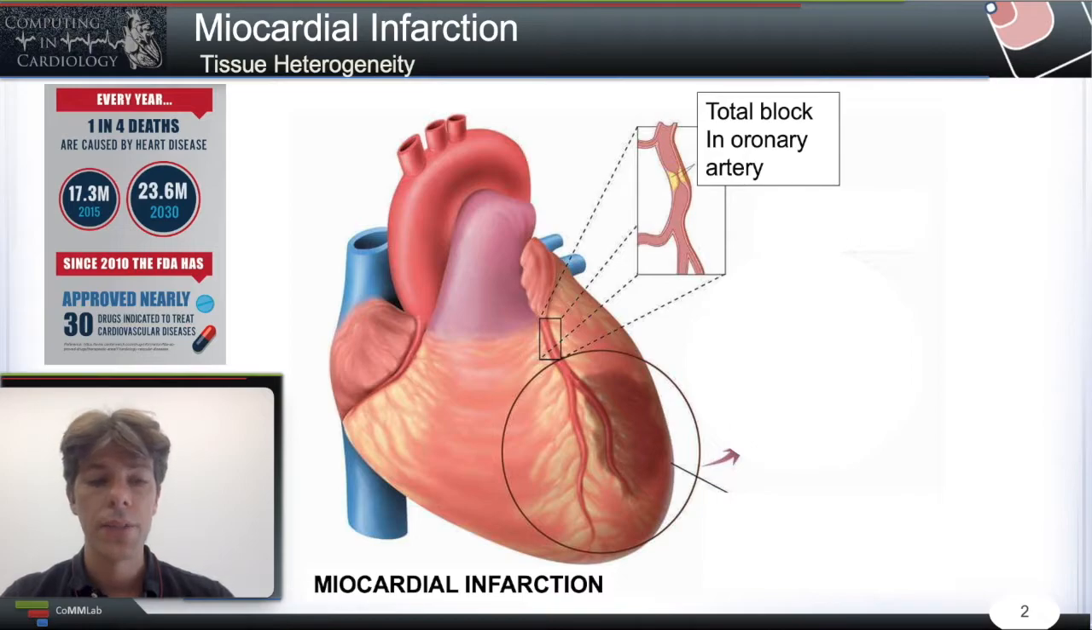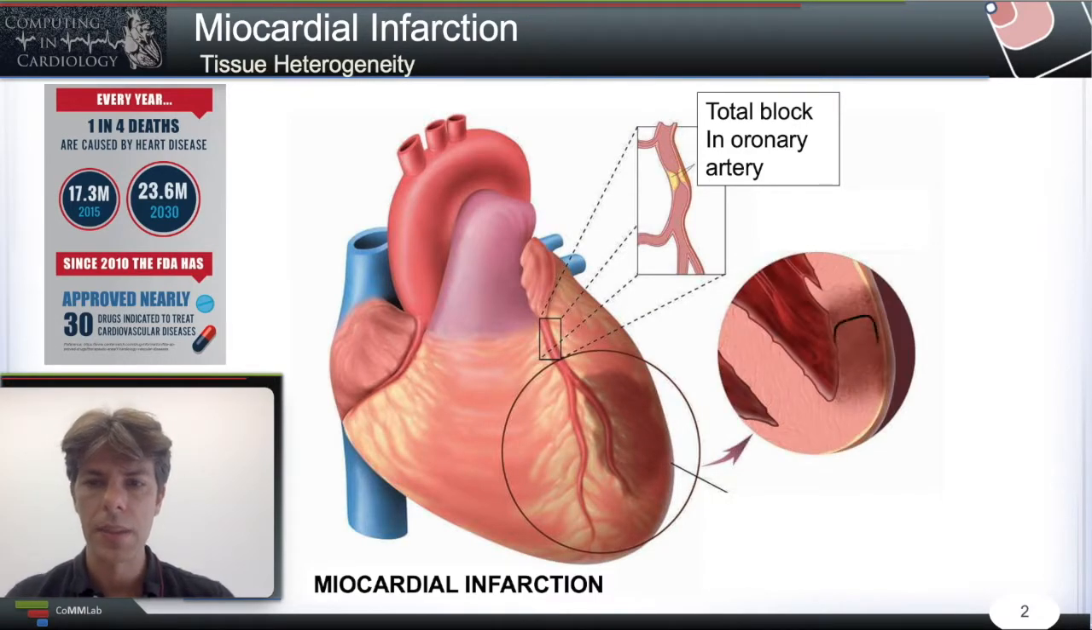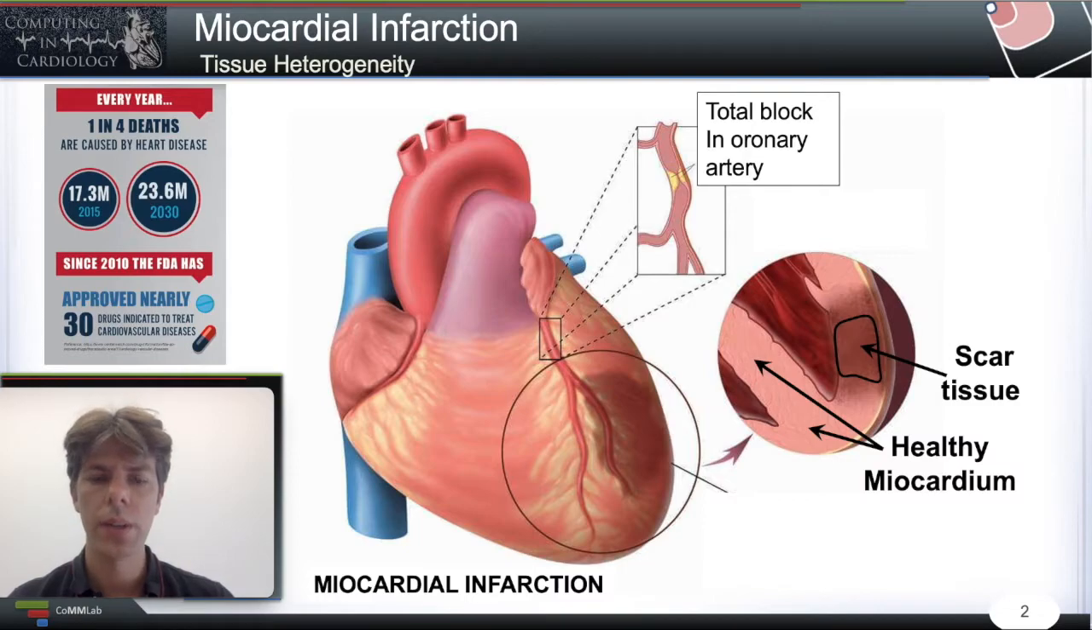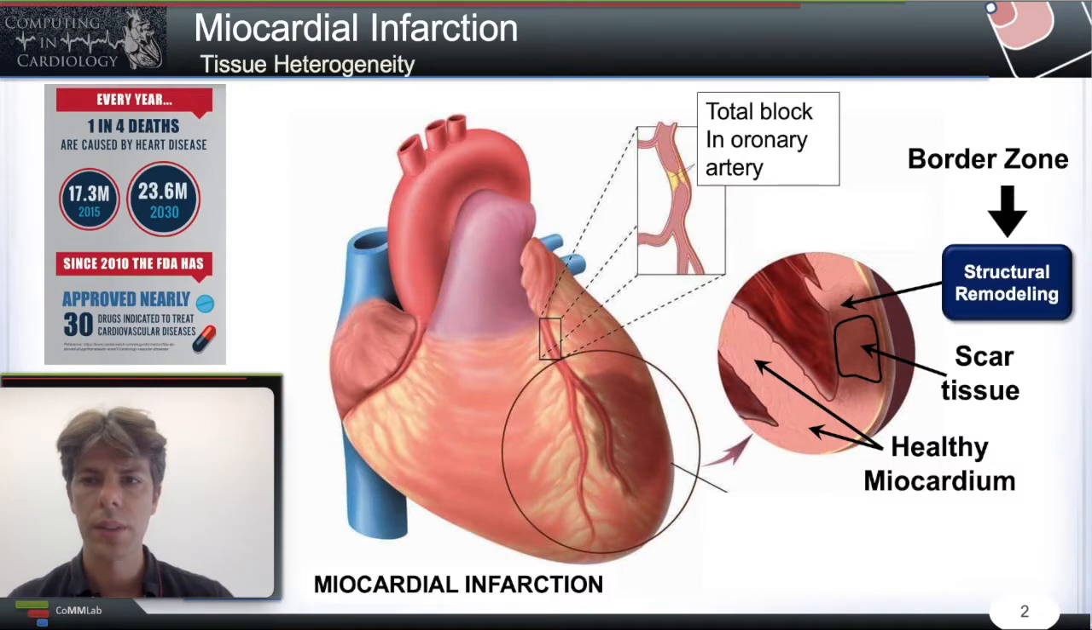As you know, myocardial infarction is produced by a total or partial block in a coronary artery. That induces some damage in the tissue where we can find the area where no oxygen has been received, which is the scar tissue or the core of the scar, where there is no electrical propagation or contraction of the myocardial cells. And then there is a border zone located between the healthy myocardium and the scar tissue, and it suffers from structural remodeling, and electrical and mechanical remodeling.